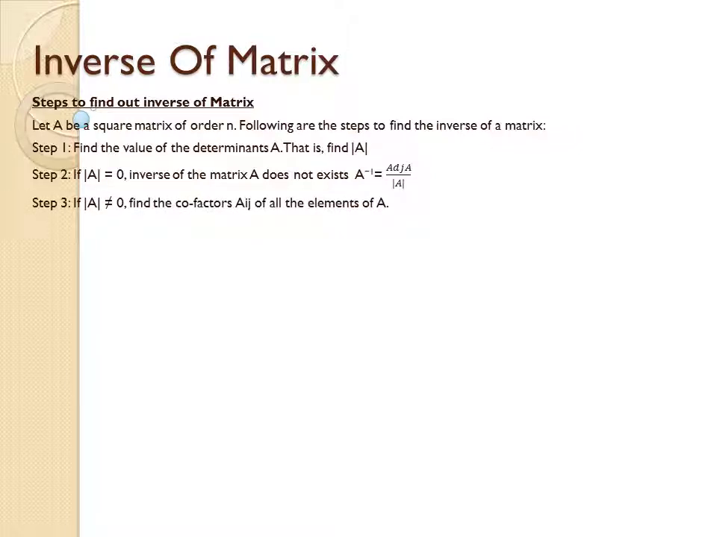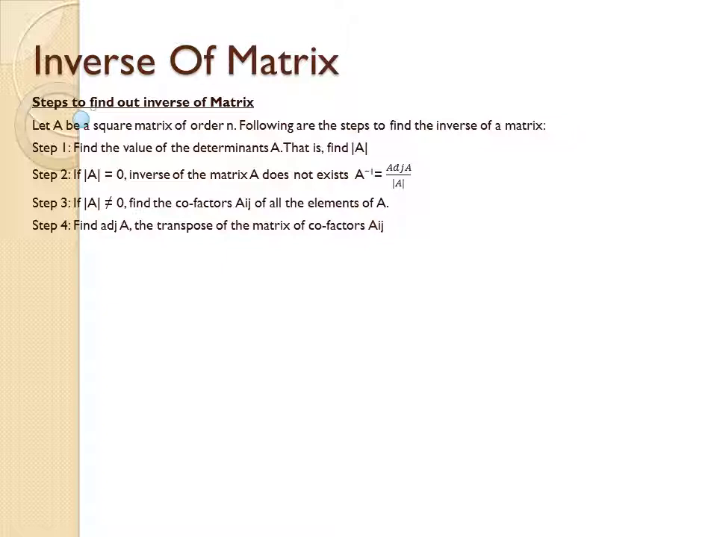Next, step number 3, if det A is not equal to 0, find the cofactors Aij of all elements of A. So let's say A is a 3 cross 3 matrix, so it has 9 elements. If there are 9 elements, I have to find the 9 cofactors also. So that is the rule.